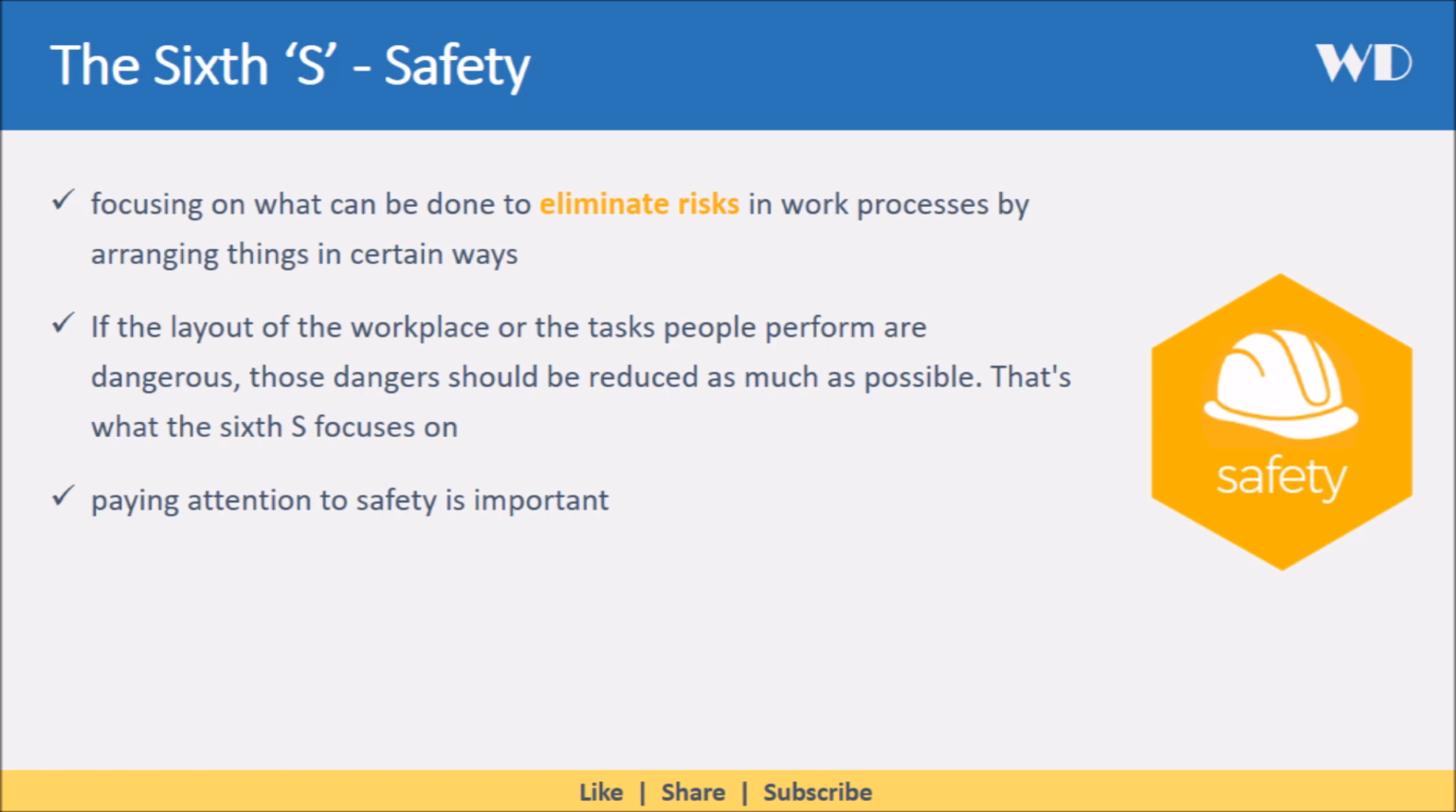Some companies like to include a 6th S in their 5S program, that is safety. When safety is included, the system is often called 6S. The safety step involves focusing on what can be done to eliminate risks in work processes by arranging things in certain ways. If the layout of the workplace or the tasks people perform are dangerous, those dangers should be reduced as much as possible. That's what the 6th S focuses on.